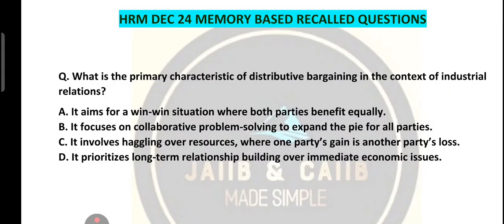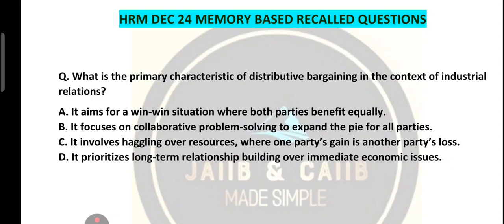For example, in a wage negotiation, if a worker asks for a raise, the employer might feel that profit will go down. So both are pulling in opposite directions. Right? So option C is the correct answer. Option D, it prioritizes long-term relationship building over immediate economic issues. So this is not true for distributive bargaining, because distributive bargaining is not a collaborative or relationship-based approach.